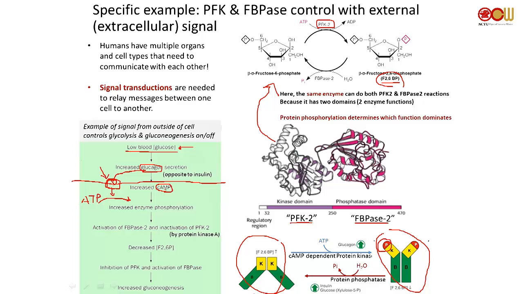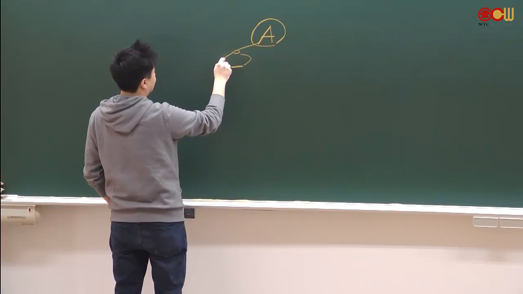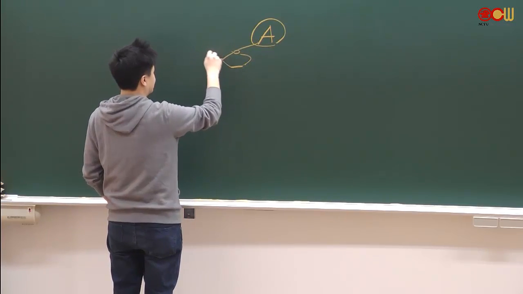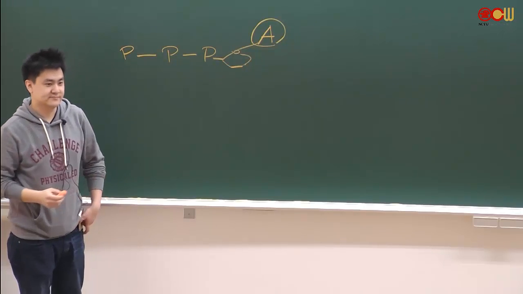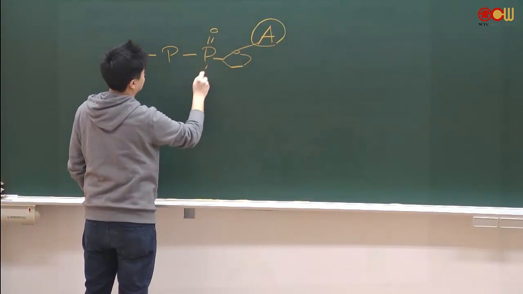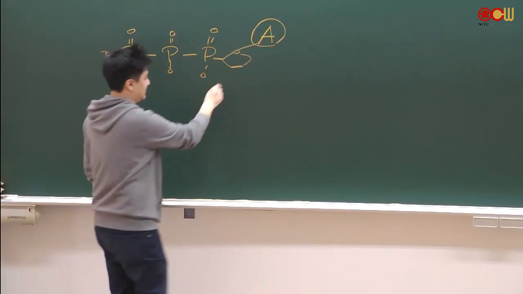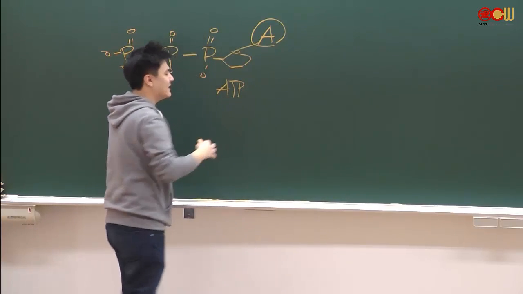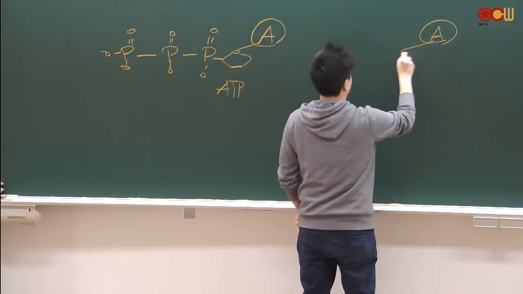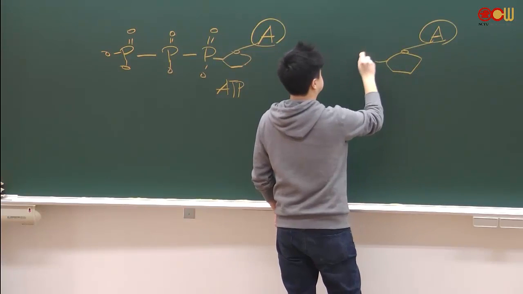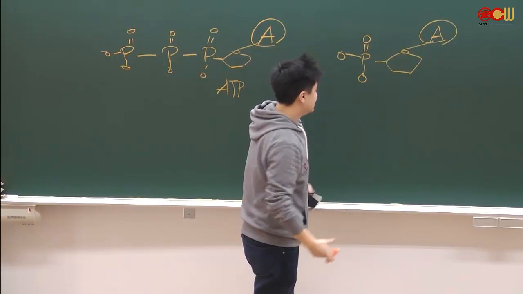We know that ATP, let's just call this A, has the ribose ring, and then here's the first P, second P, third P, and obviously you have these oxygens and whatnot. This is ATP. Cyclic AMP is very simple. You know that AMP is this.